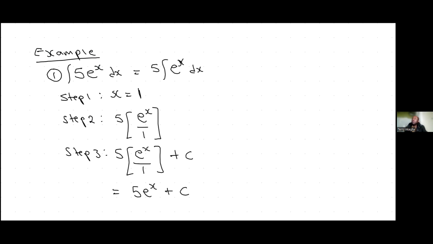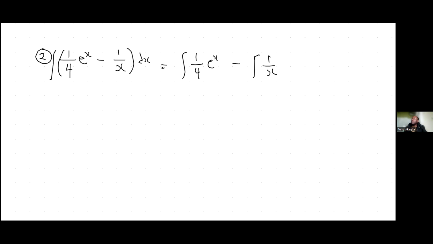Now let's pick another example. Let's say number 2 now. Let's assume we have 1 over 4 exponential x minus 1 over x, all in respect to dx. So we're told to integrate this all in respect to dx. Similarly, the difference rule: this is the same thing as saying we're integrating 1 over 4 exponential x minus we're integrating 1 over x, all in respect to x.